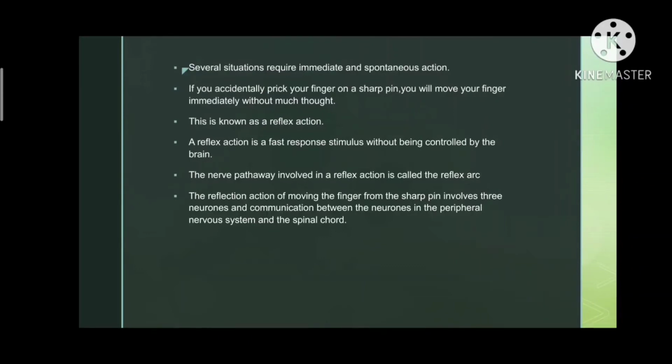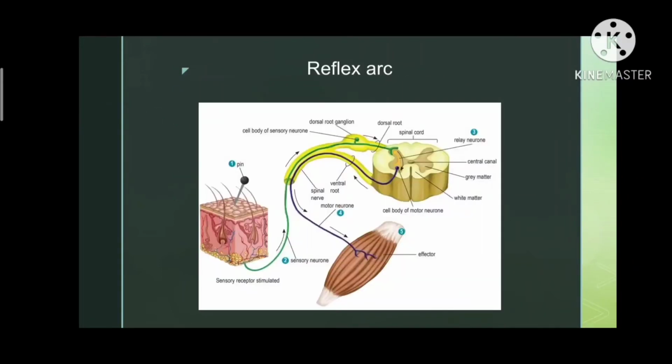The nerve pathway involved in a reflex action is called the reflex arc. The reflex action of moving the finger away from the sharp pin involves 3 neurons and communication between the neurons in the peripheral nervous system and the spinal cord. So this is the pathway, or the reflex arc, and this is the example of when the pin pricks your finger.